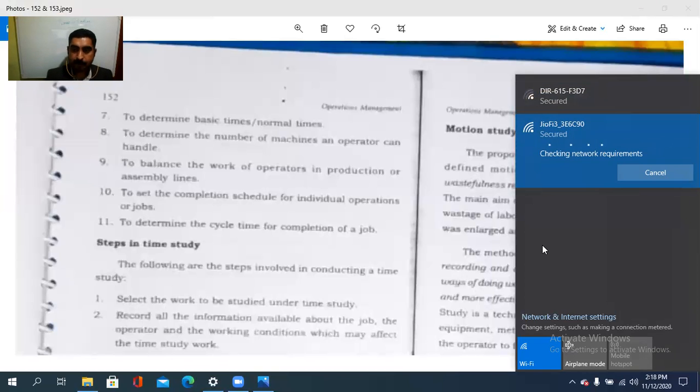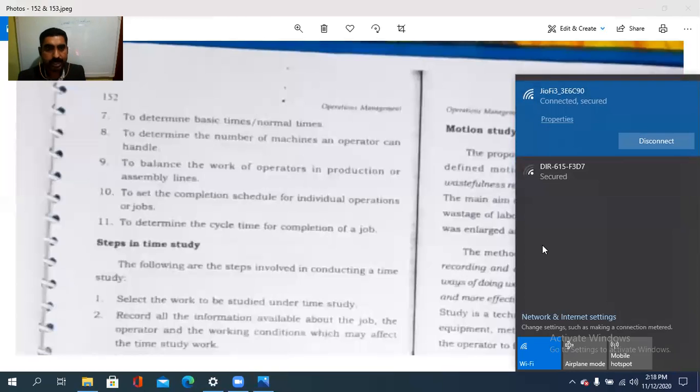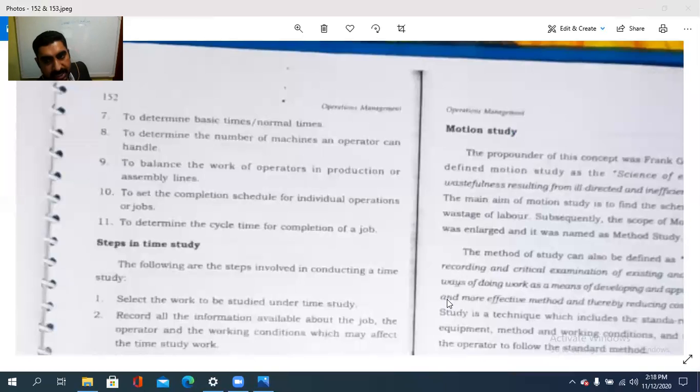Then to set the completion schedule for individual operations or jobs. എന്തുമാത്രം ഒരു വർക്കർ എന്തുമാത്രം ഓപ്പറേഷൻസ് പെർഫോം ചെയ്ത് എത്ര കംപ്ലീറ്റ് ചെയ്തു എന്നുള്ളത്. And to determine the cycle time for completion of a job. There should be some operation cycle, and within the particular time limit he or she is working or not, that is also to be observed. That is under the time study.